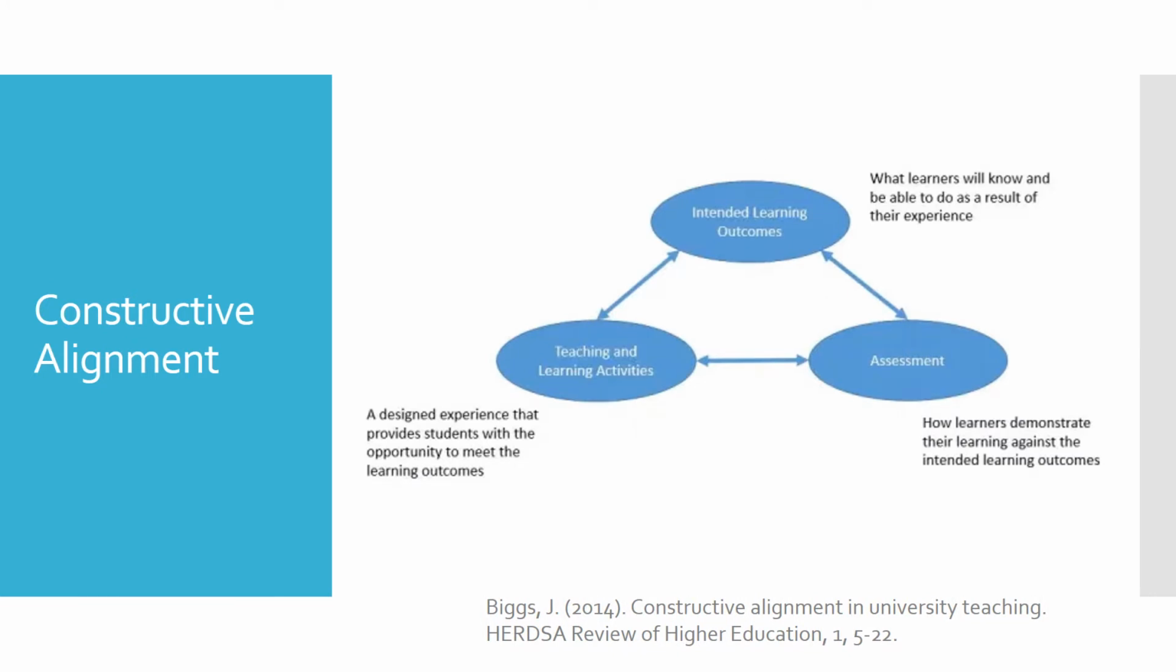So here we have an image showing what constructive alignment looks like. It's where we have intended learning outcomes, assessment, and teaching and learning activities all impacting on each other. The intended learning outcomes are what learners will know and be able to do as a result of their experience. The assessment is going to be looking at how the learners have demonstrated that they have achieved those learning outcomes. And the teaching and learning activities are designed to make sure that students meet those intended learning outcomes and can perform well in their assessment.